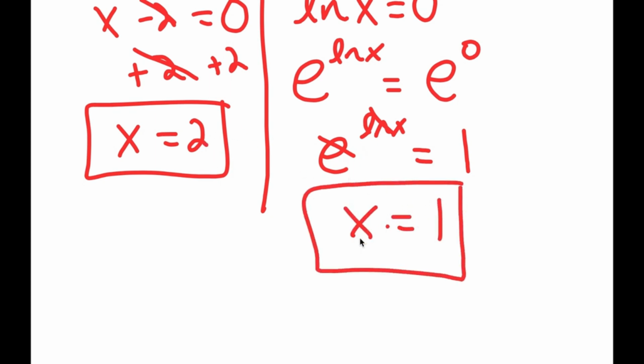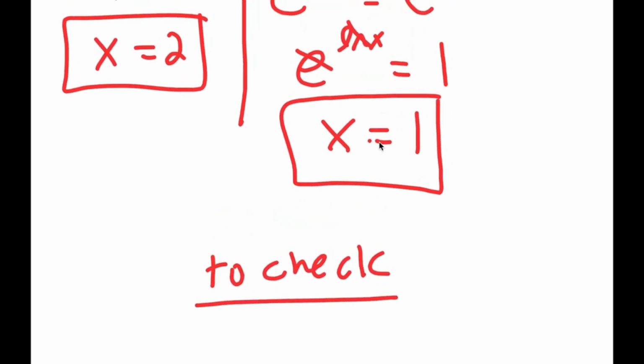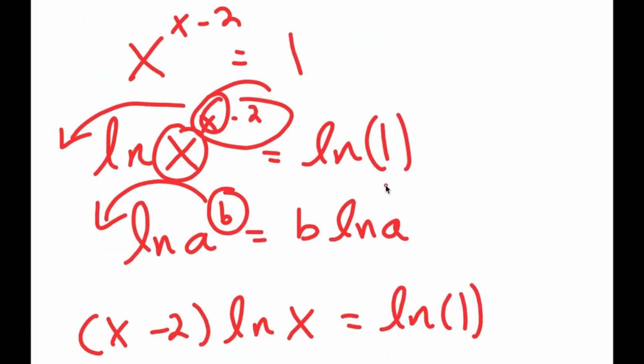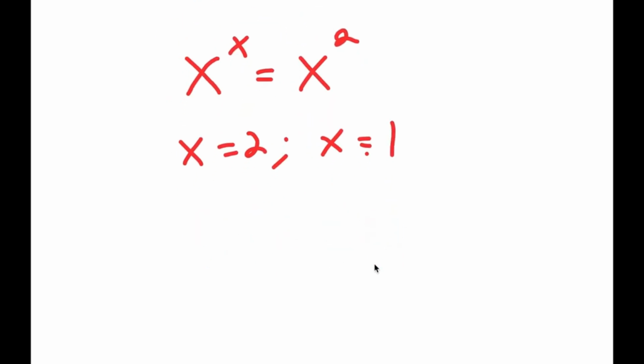So now we have our two solutions, but we have to check if they're right, because several times we can get a solution and it won't work out in our equation. So going back, our equation was x to the power of x is equal to x to the power of 2. And our solutions were x is equal to 2 and x is equal to 1. So let's first start with x is equal to 2.